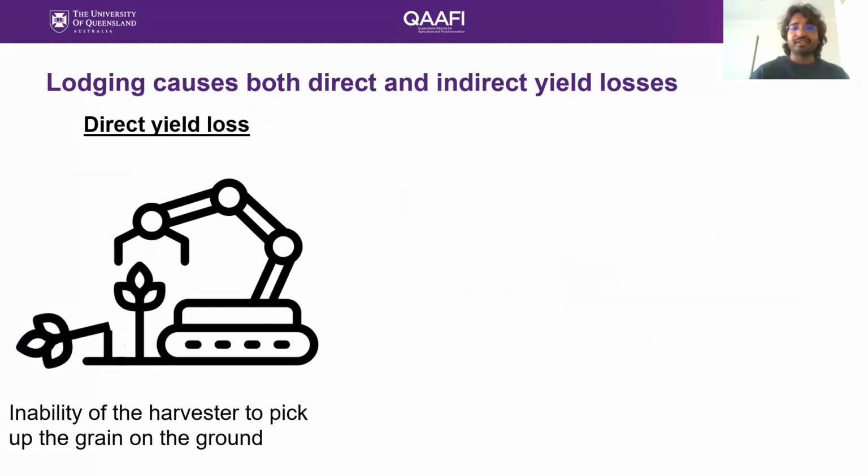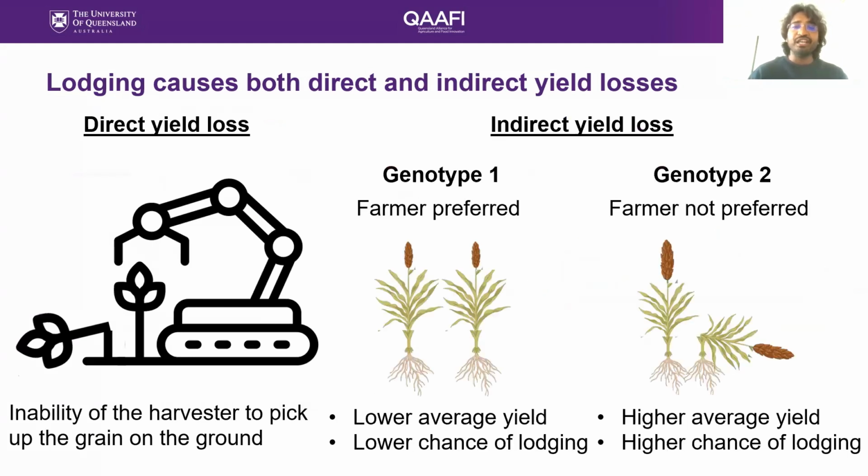The direct yield losses are very obvious due to the inability of the harvester to pick up the grain on the ground. However, there is another important concern, which is indirect yield loss. Farmers may avoid high yielding hybrids if they have a higher chance of lodging. Over many years, this can reduce average yield because farmers may choose safer hybrids with low lodging risk, even if those hybrids have low average yield potential.